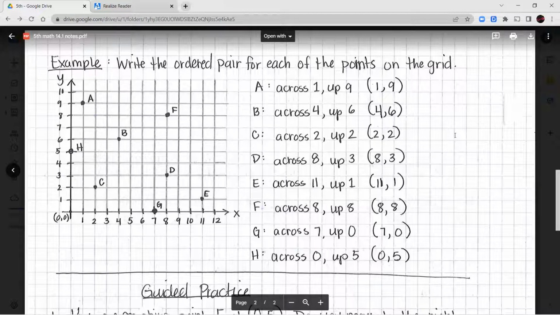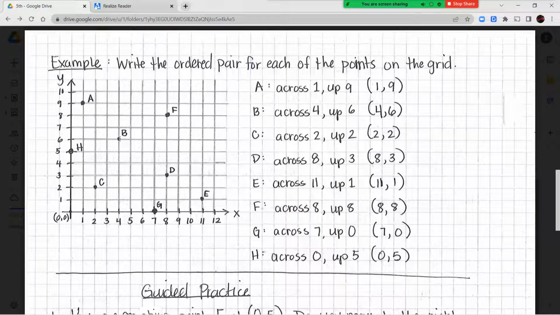Now for point A, we see that we went across 1, and then we went up 9 spaces. So the location or the ordered pair for point A is 1, 9. Now for point B, we went across from the origin 4 spaces, and then we went up 6 spaces. So our ordered pair for B is 4, 6.